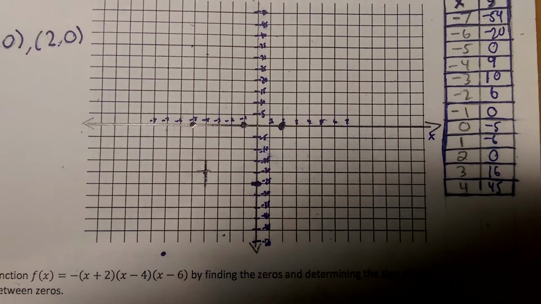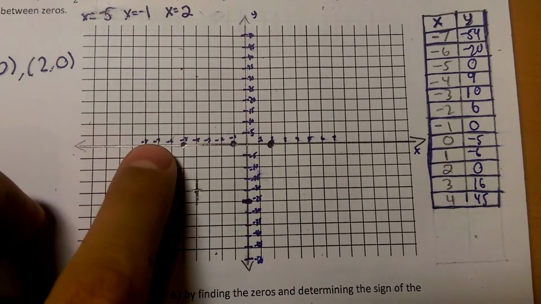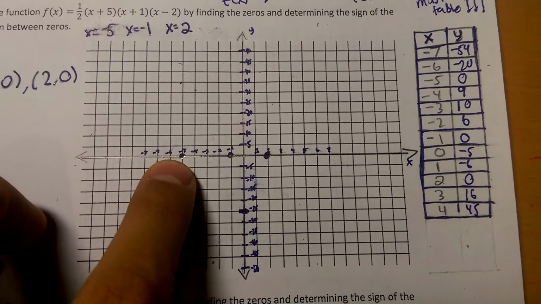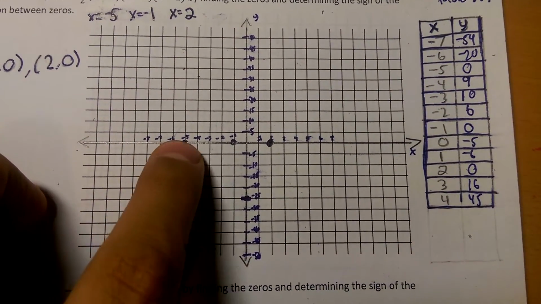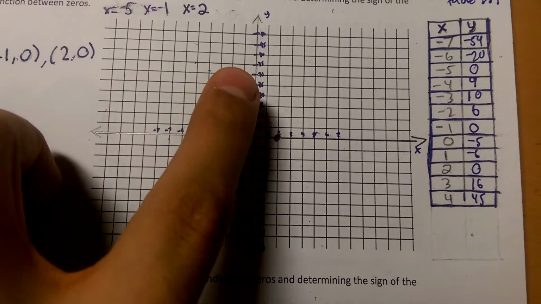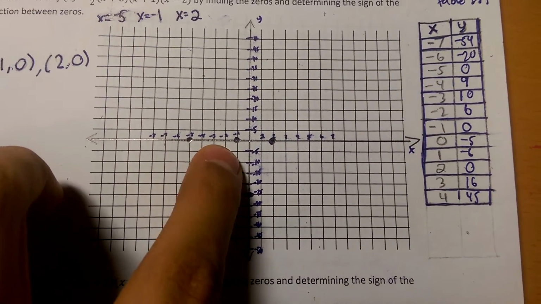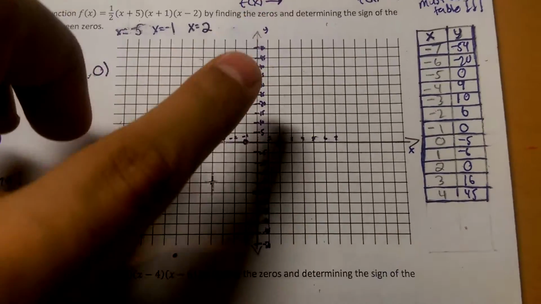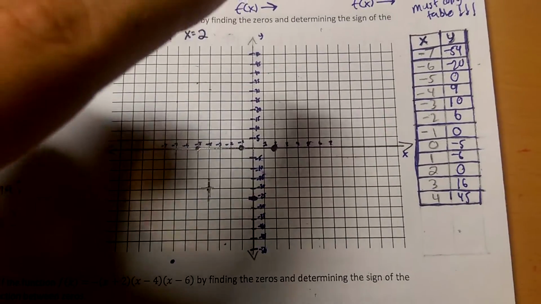Now, on the graph here, I want you to notice something. On the graph, I made my scale on the x-axis going up by 1, like 1, 2, 3. You see that? By ones. My y-axis, I scaled it differently, and I'm going to explain why in a little bit.